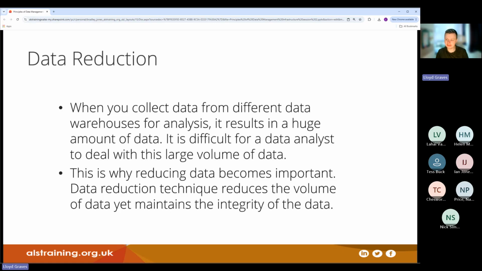Okay, so data reduction then. Like it says here, we collect data from various different warehouses for analysis. If you remember, a warehouse is the term for a database management system across an organization. And it's difficult for data analysts to deal with large volumes of data, which is why reducing data is really important. We go through a couple of data reduction techniques, basically techniques we can use to reduce the volume of data. But the key is we want to maintain the integrity of data.